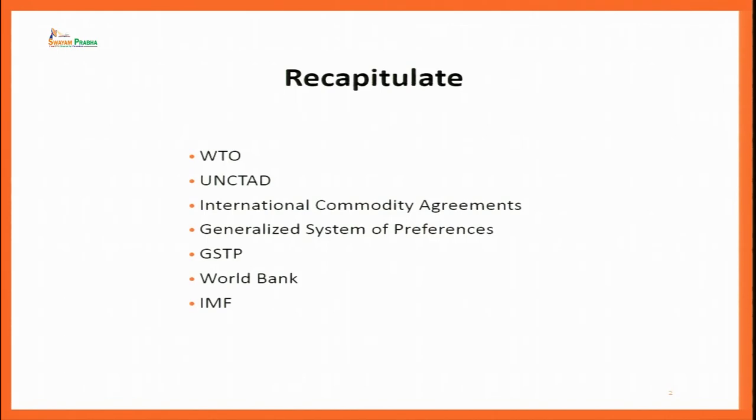Under that chapter, we talked about WTO, IMF, the World Bank, the United Nations Conference on Trade and Development, we discussed the International Commodity Agreement, and we also talked about the Generalized System of Preferences and GSTP.